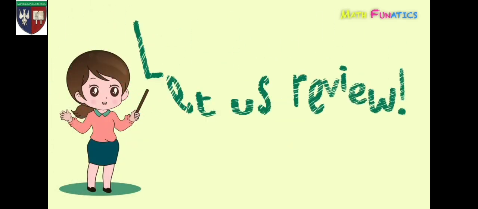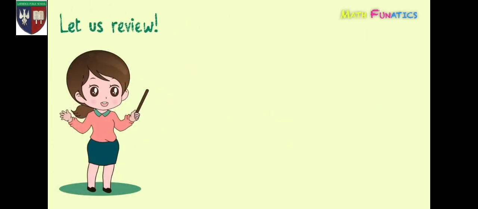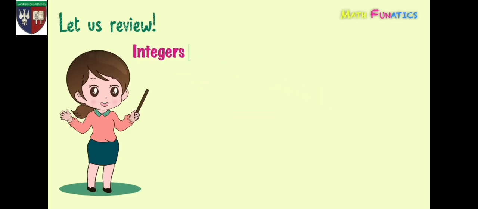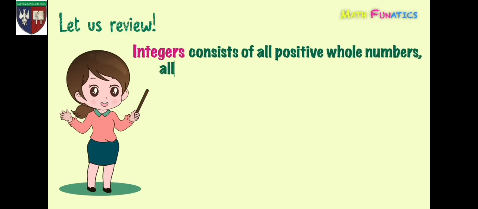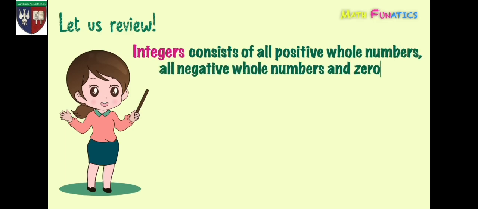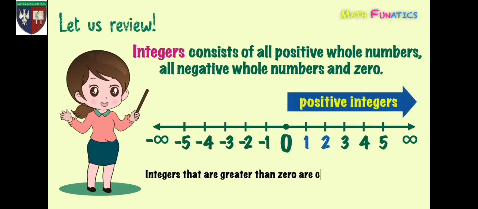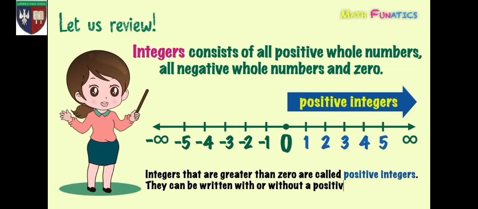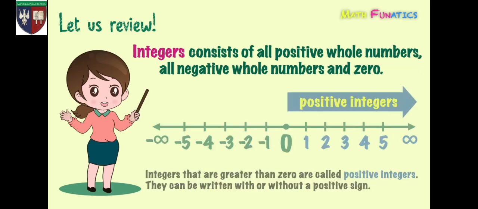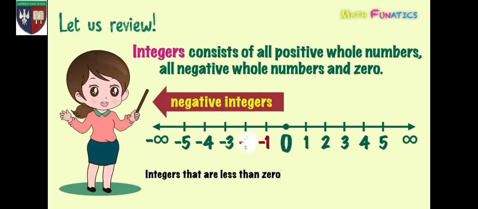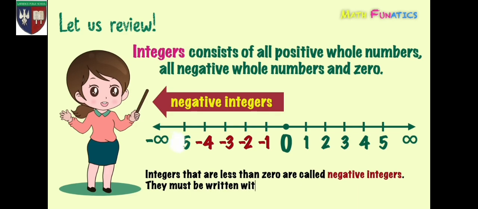Good job, students! Now let's make a recap of what you've learned today. Integers consist of all positive whole numbers, all negative whole numbers, and 0. Integers that are greater than 0 are called positive integers. They can be written with or without a positive sign. Integers that are less than 0 are called negative integers. They must be written with a negative sign.